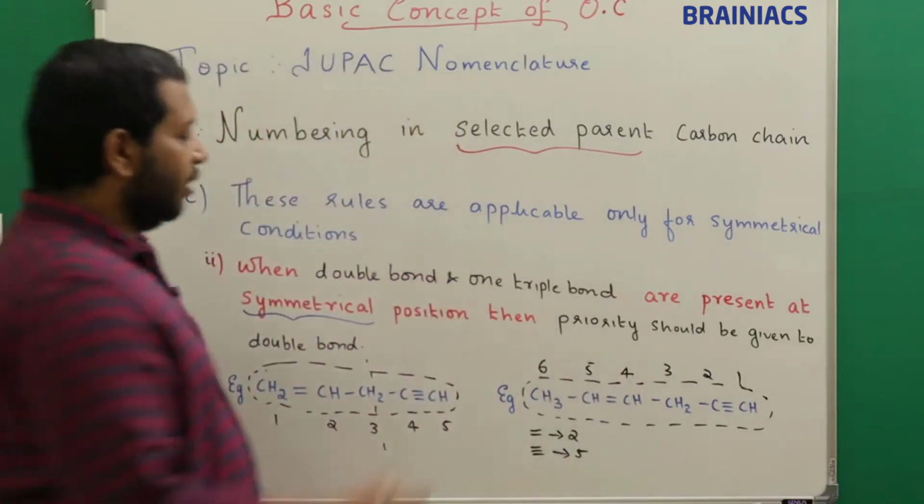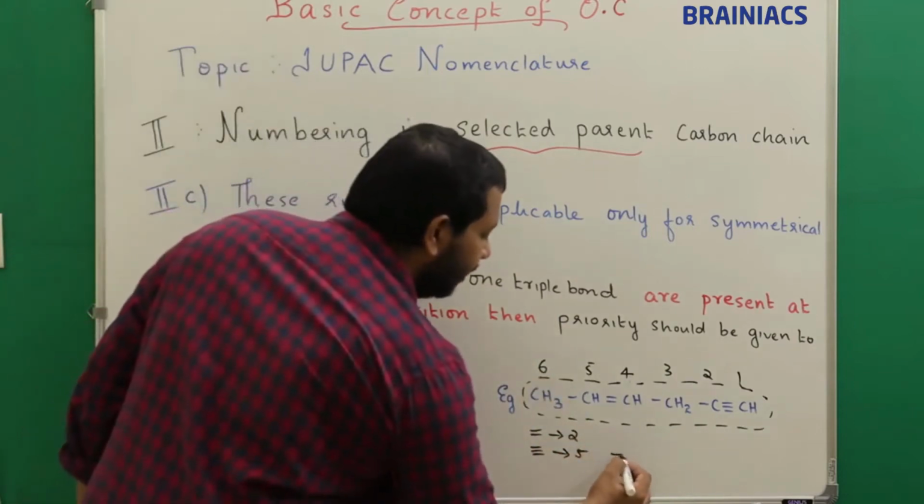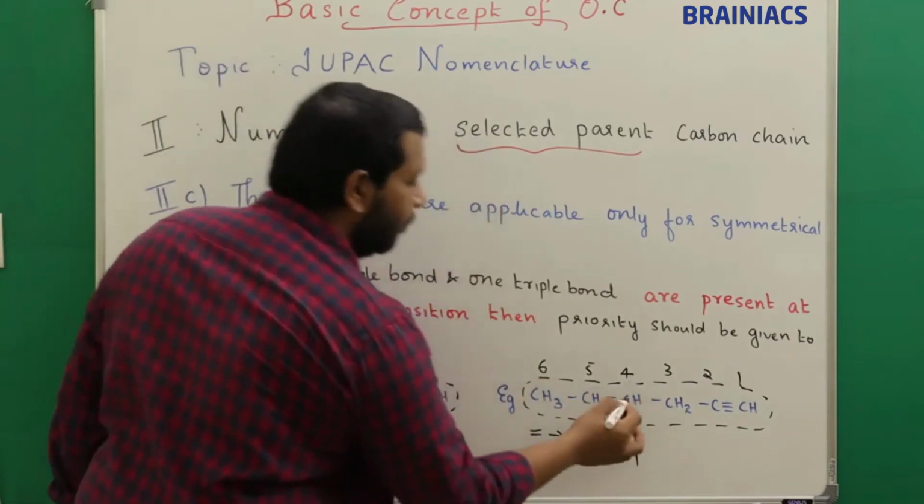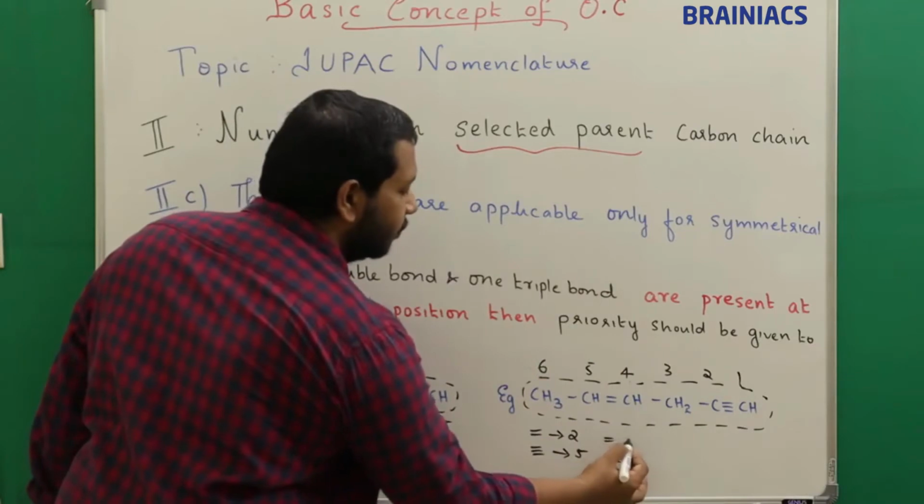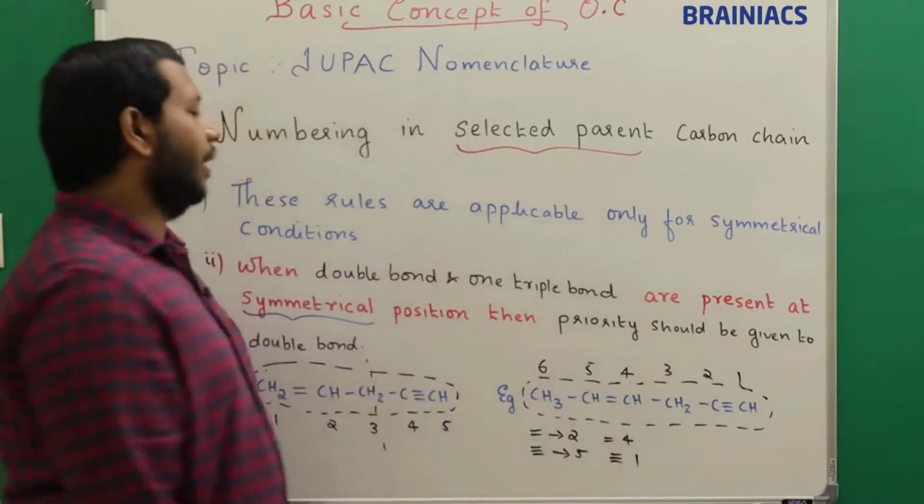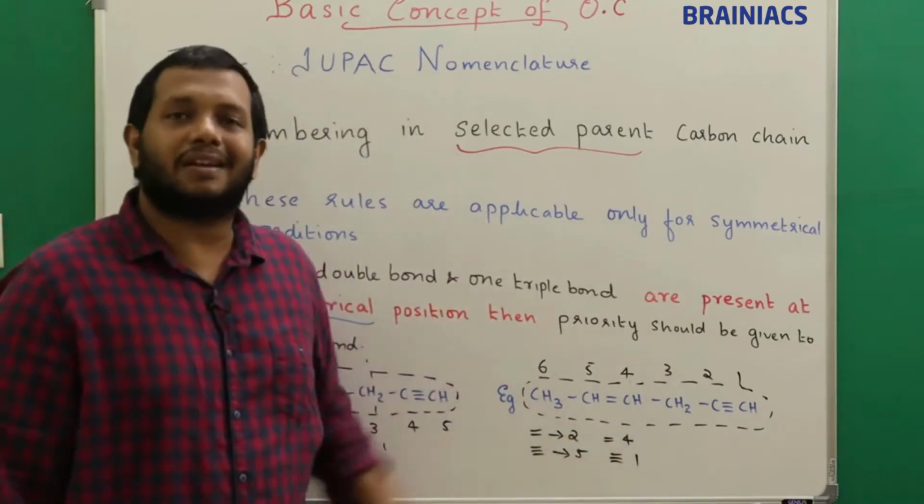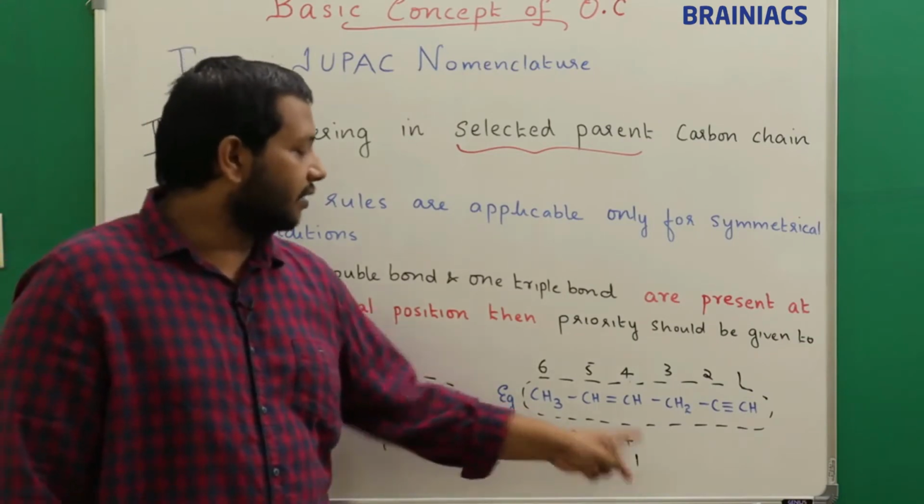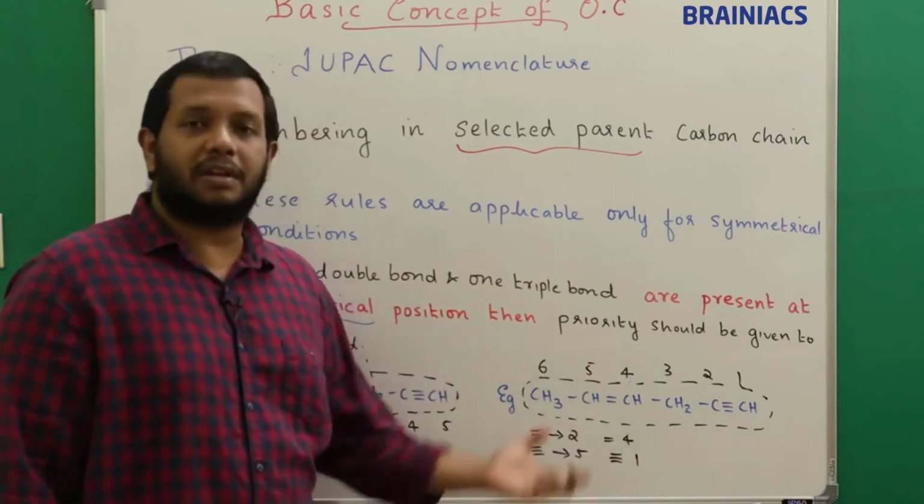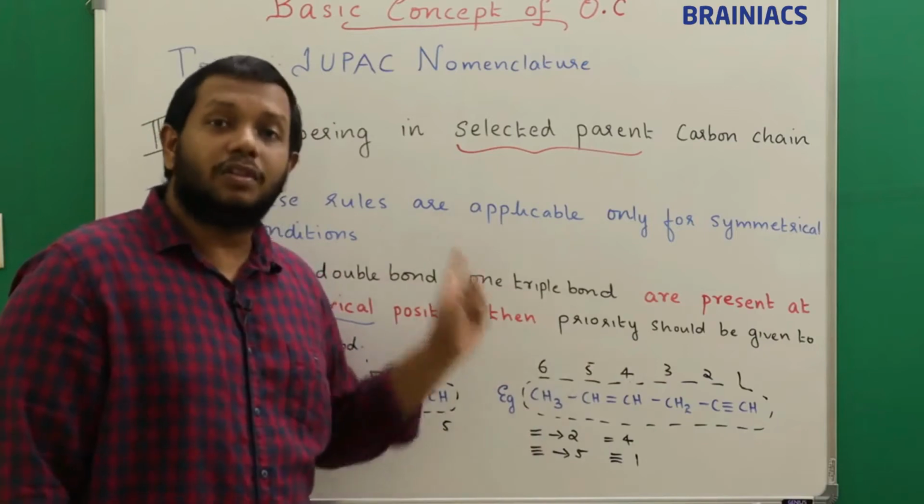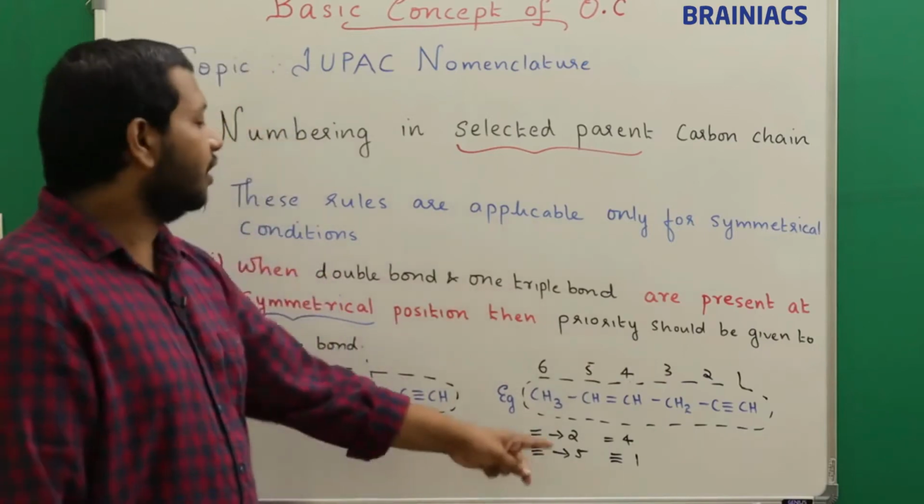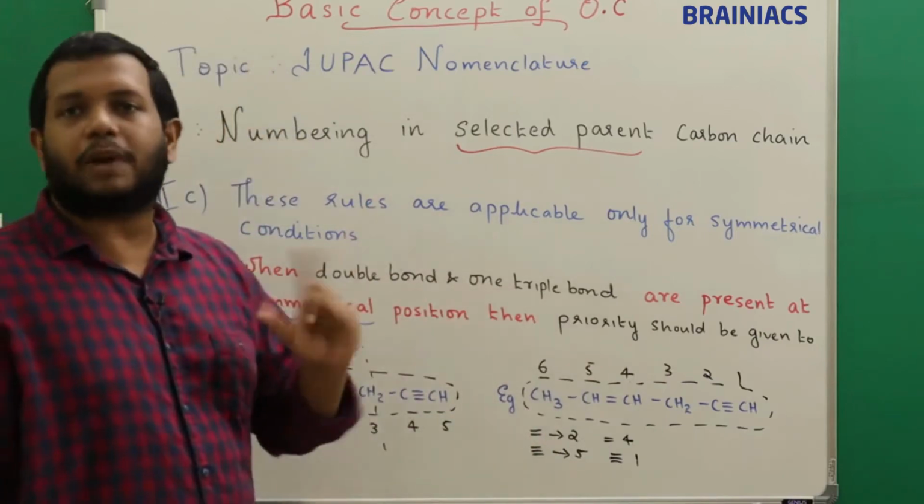In that way, for the triple bond they are getting the number 1, and for the double bond they are getting the number 4. So I can say this is not a case of symmetrical condition, because in a symmetrical condition the same numbers should come in both directions. So this is not symmetry. Here you should not apply this rule. You should not give priority to the double bond.